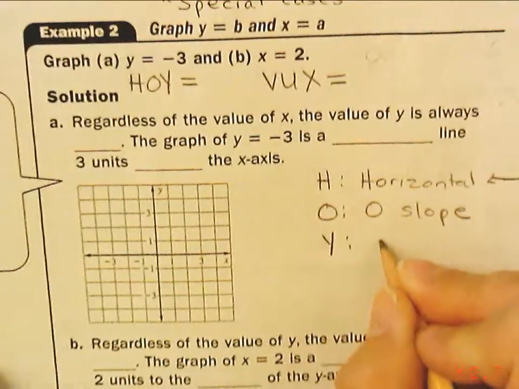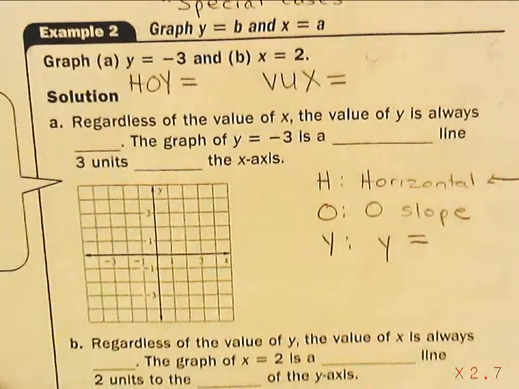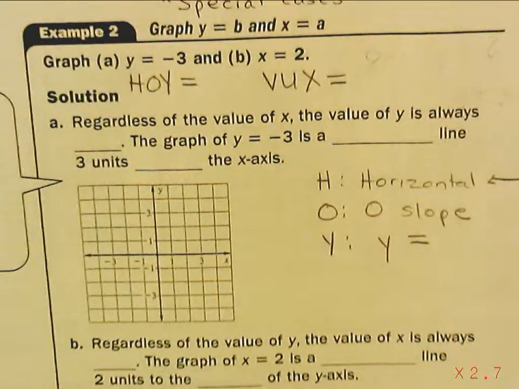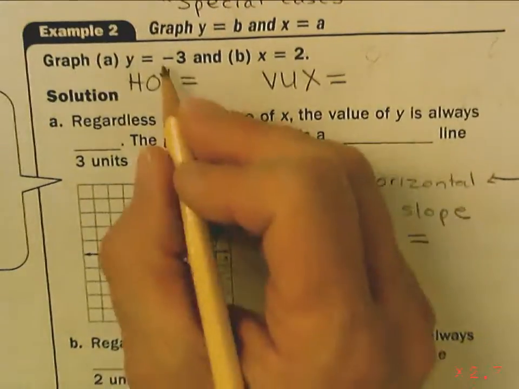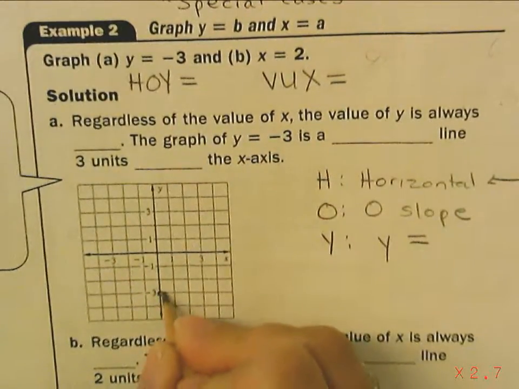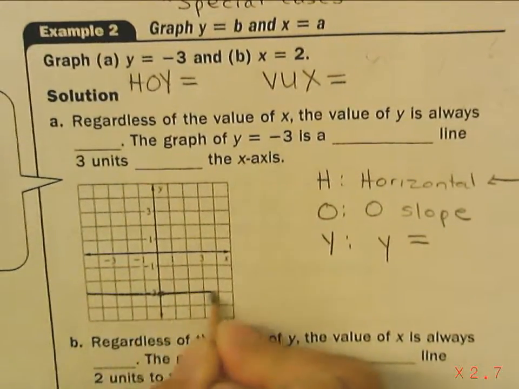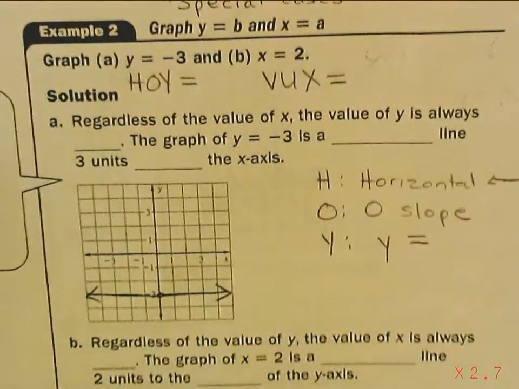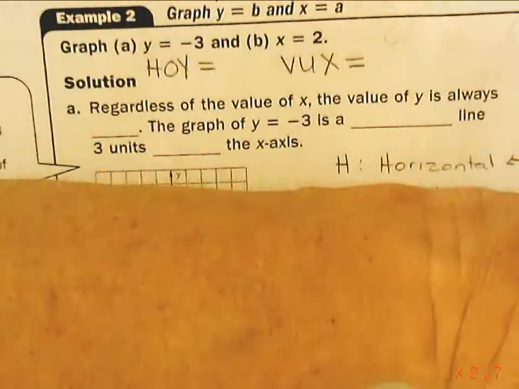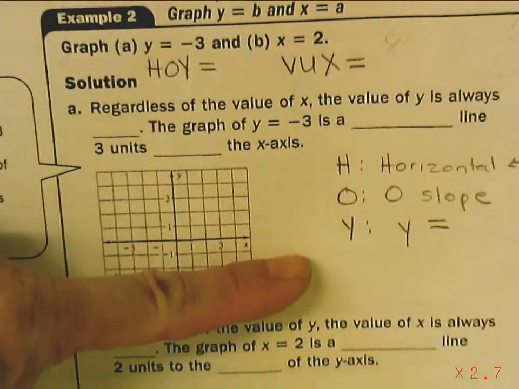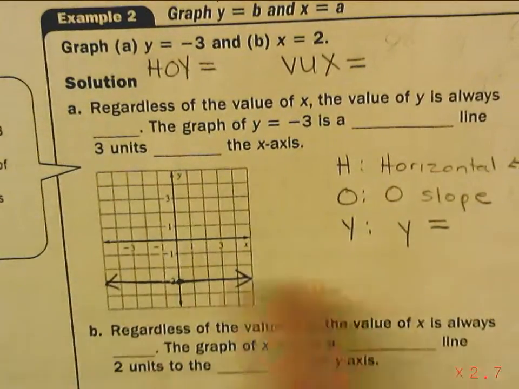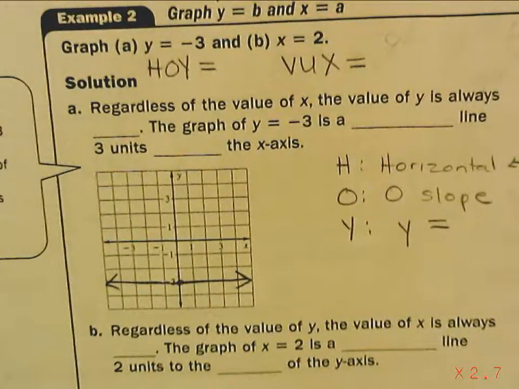0 is zero slope. We'll go over that. And the equation is y equals. So when you have any equation that's just y equals blank, you find where y equals -3. And all along this line, y equals -3. So you draw a horizontal line through y equals -3.